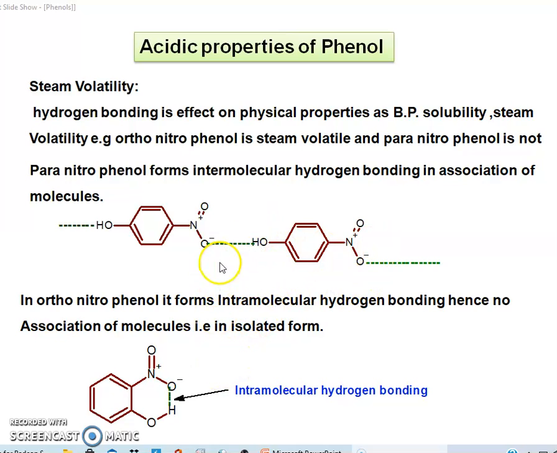And so para-nitrophenol is not a volatile compound, but ortho-nitrophenol forms intramolecular hydrogen bonding, and hence there is no association of the molecules, they remain in isolated form, right?